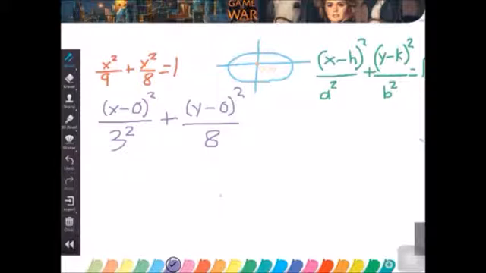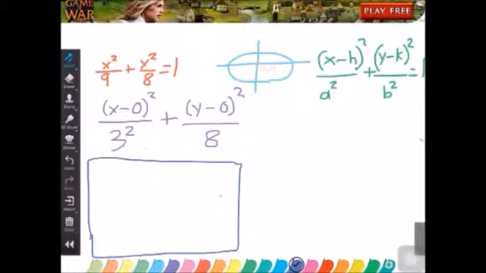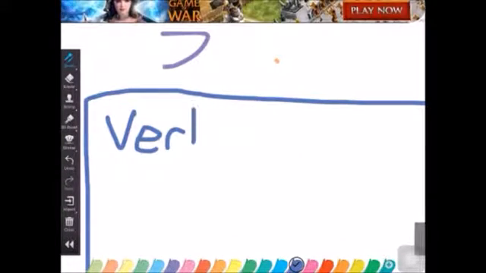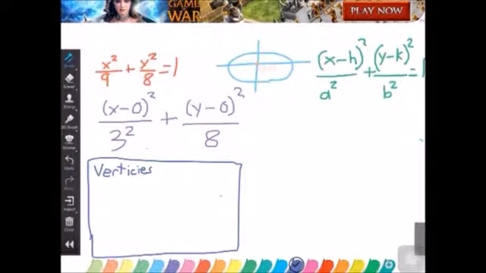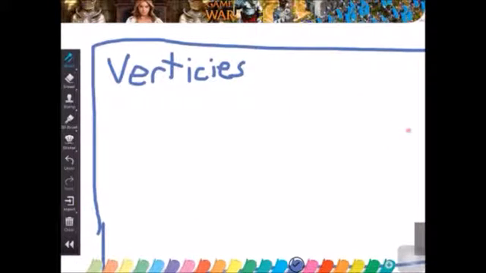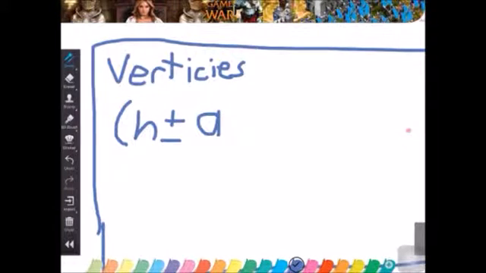And now, let's move on to the vertices of an ellipse. So let's make this little box. This is going to be a vertices box. This is where we're going to figure out the vertices. So the trick to finding the vertices of a horizontal ellipse is to have the points h plus or minus a, and then k for the y value.